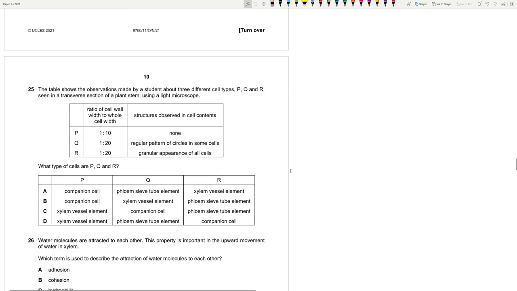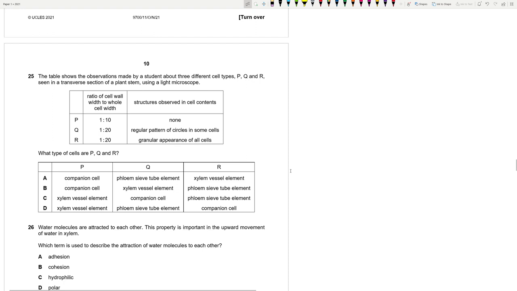Next. The table shows the observations made by a student about 3 different cell types P, Q, R seen in a transverse section of a plant stem using a light microscope. Ratio of cell wall width to whole cell width, 1:10. So the cell wall is quite wide, it's thick. Think about it. What are you thinking of? And it has no cell contents. Clearly, we are reaching a conclusion, right? This is probably a xylem element.